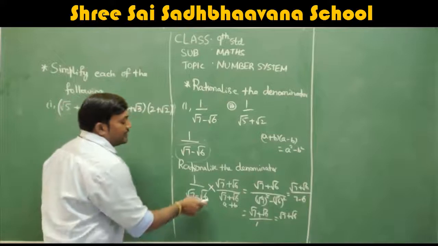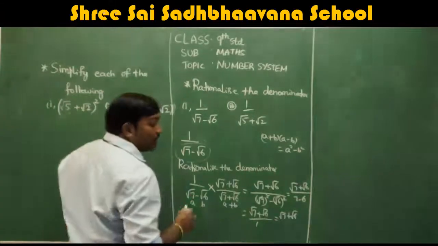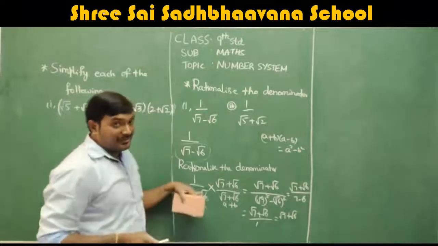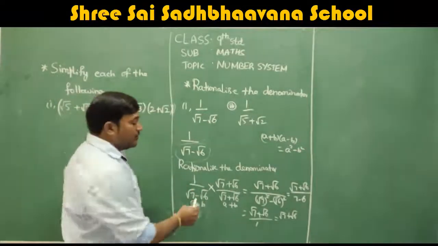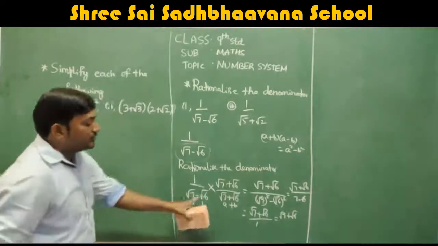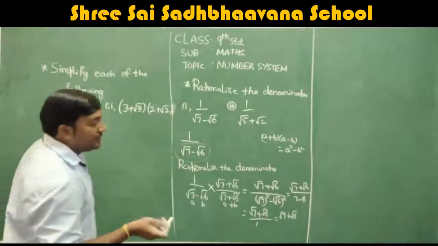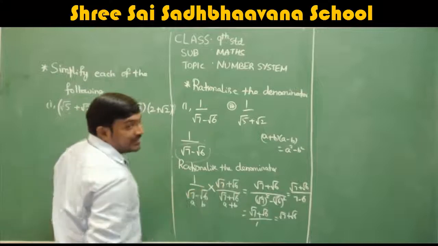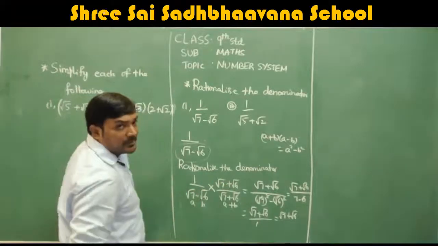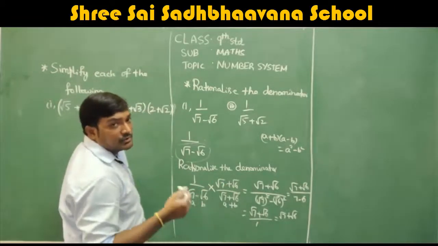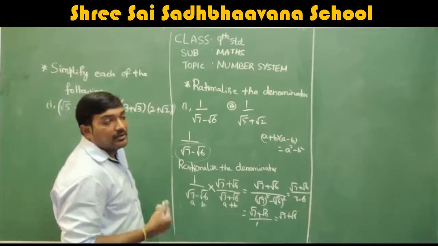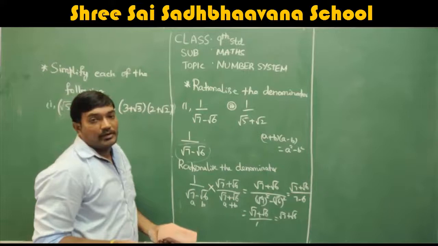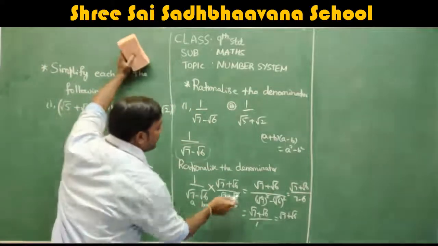So 1 by root 7 minus root 6. How do we rationalize it? Here we have root 7 minus root 6 in the denominator, so you have a negative sign in between these two irrational numbers. To rationalize, you should take the same numbers, but change the sign. Here it is minus, so take plus. When you multiply with that, you should also divide with the same, because that is a mathematical rule. If you just multiply without dividing, it is against the rule. We cannot do that. Okay, so root 7 plus root 6.